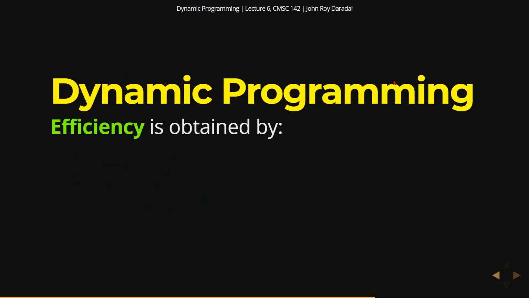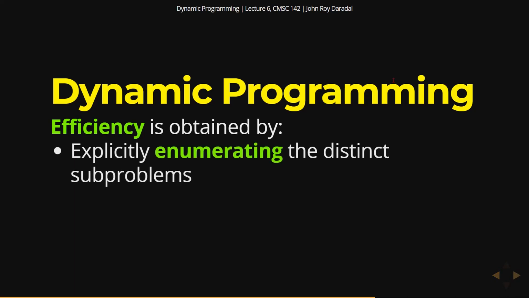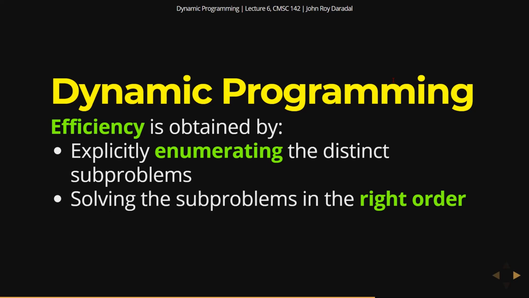Okay? So for dynamic programming, the efficiency is obtained by explicitly enumerating the distinct sub-problems and solving the sub-problems in the right order. So that if you solve them in the right order, solving the bigger sub-problems would actually be easier because you'll just be basing your answers on the previous answers as well. Okay, so just look at the three, let's say, surrounding cells and find the max or find the min. So it's just easy to compute because you have already found out the answers to the previous sub-problems.